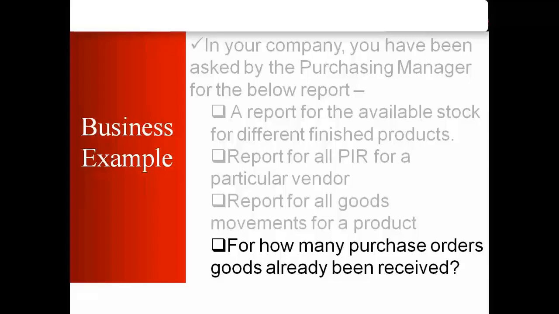Another example can be how many purchase orders' goods have already been received. For example, if we send maybe 20 purchase orders to a specific vendor, out of 20, how many orders have we received the goods for, and how many are pending, which are called open purchase orders. So these are examples of how we find the reports, where the reports are in the system.